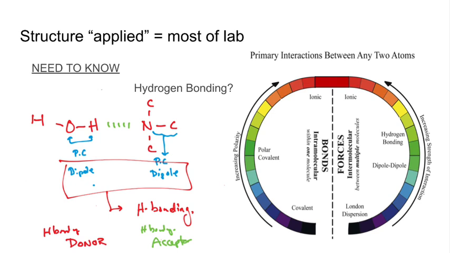Okay, so nitrogen and oxygen are hydrogen bonding atoms because they can act as acceptors. It doesn't matter what they're bonded to. They're electronegative enough that they will always generate that partial negative, which allows them to act as hydrogen bond acceptors.